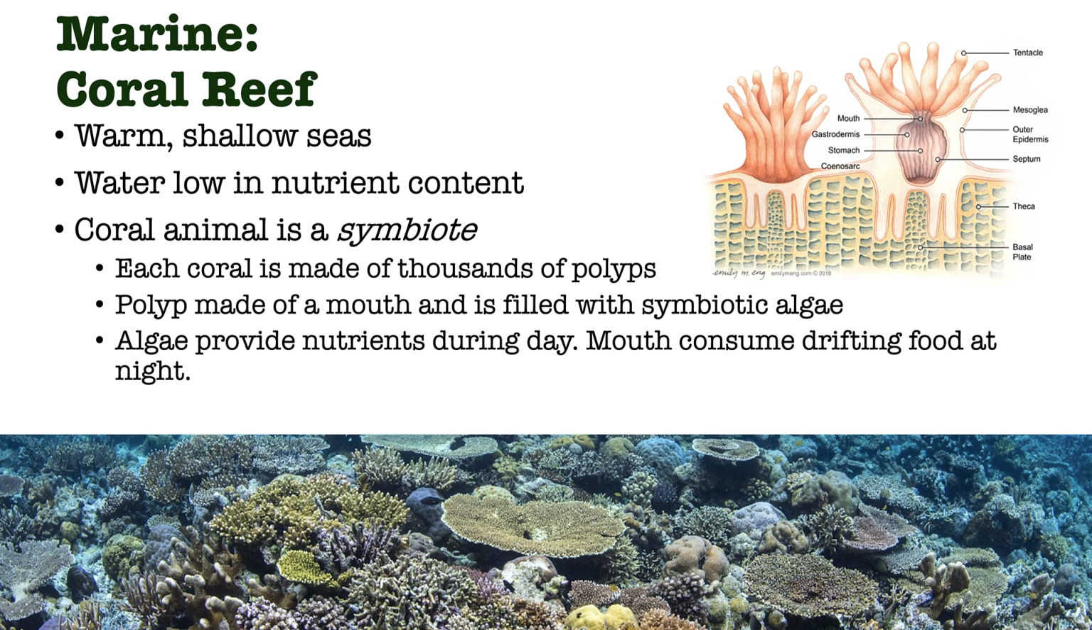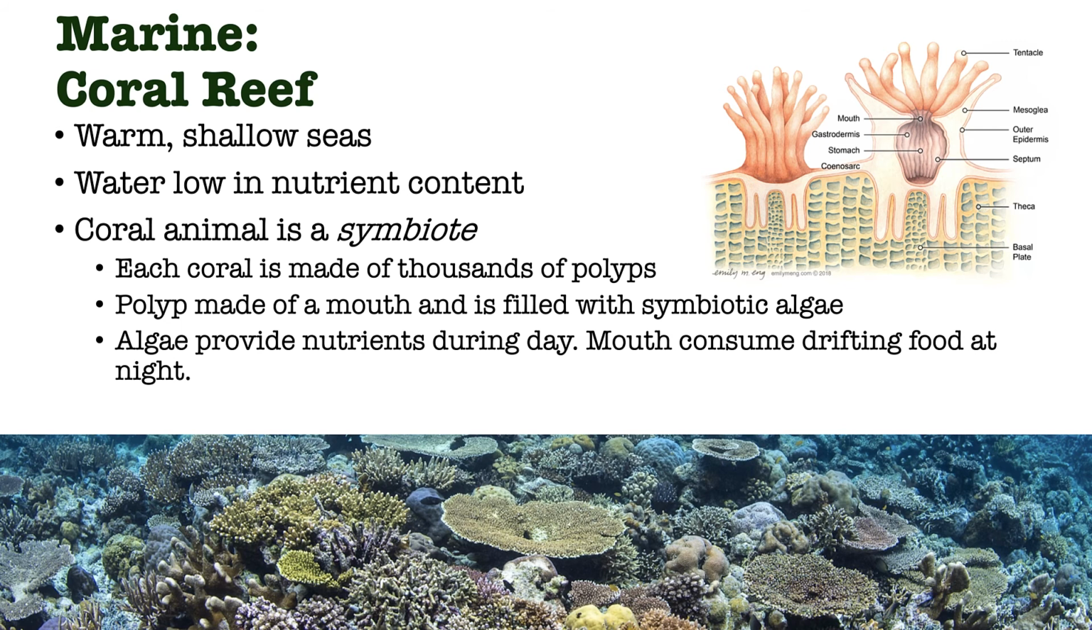Now, the coral itself is a symbiote. Remember, we learned about symbiosis in our first installment. It's a relationship between an animal that's related to a jellyfish and an algae, a zooxanthellae algae. So, a coral is made up of thousands of little polyps, which is basically like a self-contained animal of itself. It has a mouth, it has tentacles, they can reproduce, and they're responsible for eating.